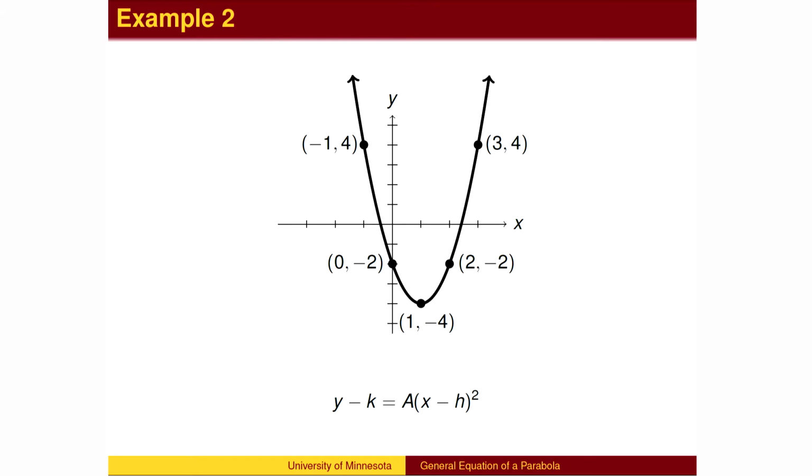Now, let's write the equation given the graph. The vertex is at 1, -4. So to the standard equation y equals x squared, we will subtract 1 from x and add 4 to y. The parabola opens upward, so a is positive. When we move left or right 1, we expect to go up 1, but in this case we went up 2, so the stretch factor is 2. The equation is y plus 4 equals 2 times the quantity x minus 1 squared.